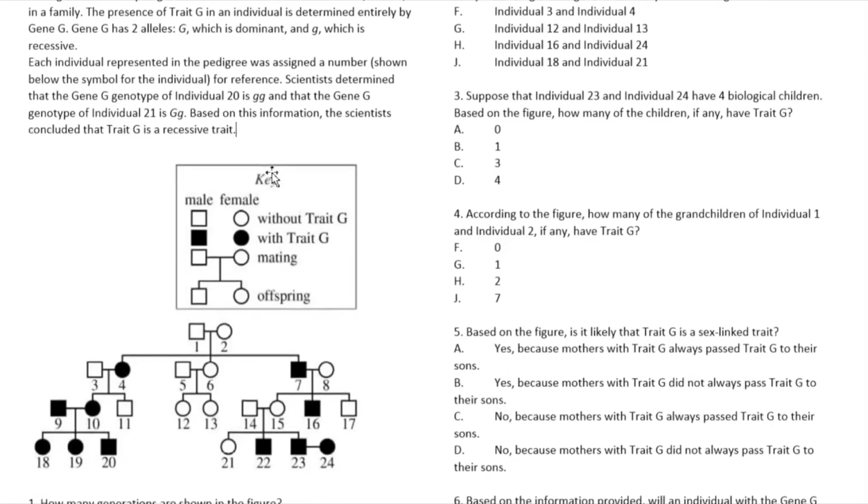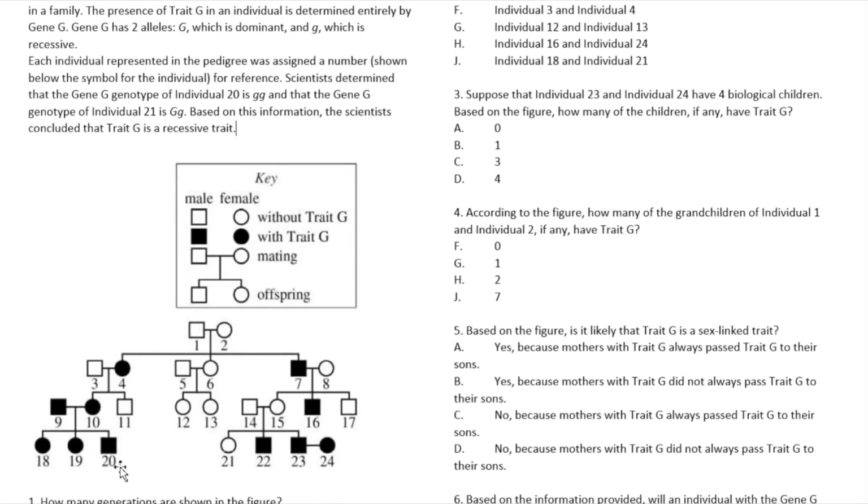So what does that mean? Let's scroll on down. Individual 20 here has trait G, and they are two lowercase g's. Individual 21 does not have trait G, and they have an uppercase and a lowercase g. So in order to have trait G, because it's recessive, you need to have both of your alleles be lowercase g. And if the first or the second or both of them are uppercase G, then you do not have trait G, because trait G is a recessive trait.